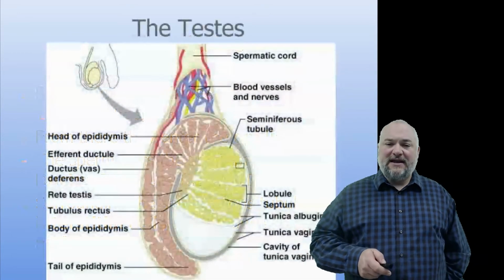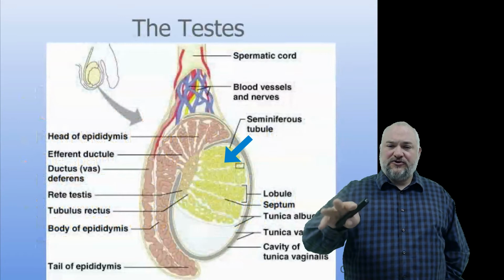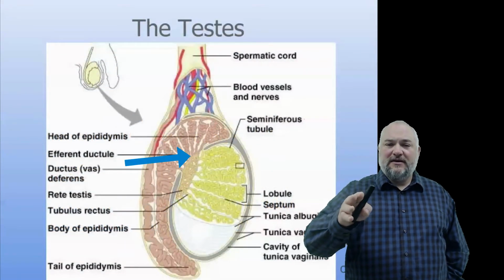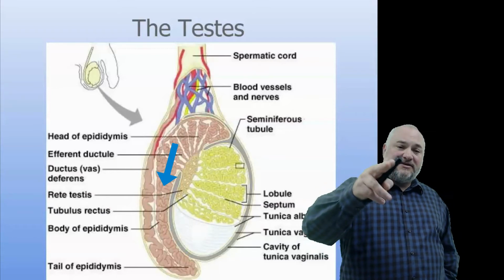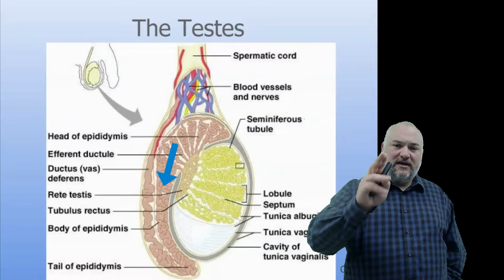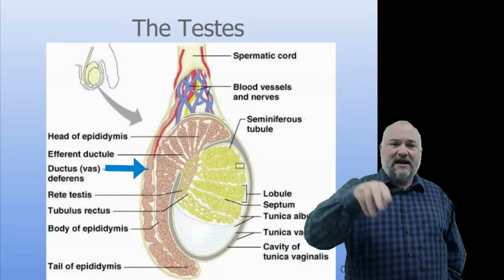Okay, so you can see that here. We've got seminiferous tubules here coming together, going into the epididymis. And then as they travel through the epididymis, the sperm are maturing, and they'll get eventually to the vas deferens there and head on out.